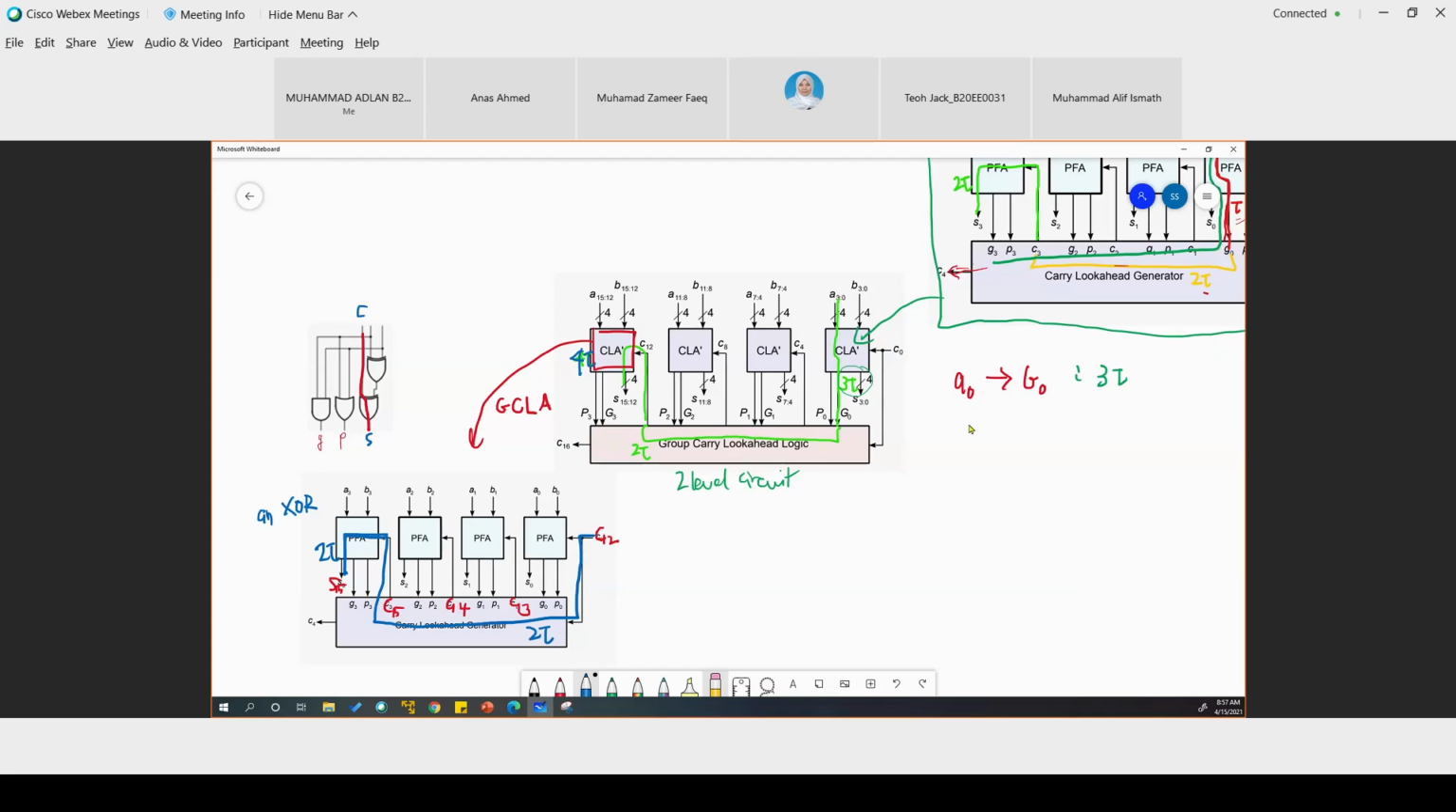Okay. So total of the delay of group carry look ahead adder is 3 plus 2 plus 4. That is 9 tau. Okay. Which is better than if we have to wait. Okay. It's just cascading without doing the grouping.